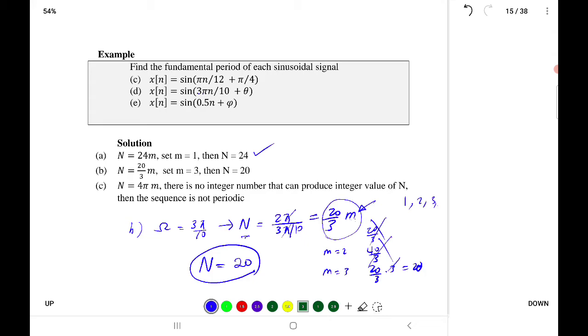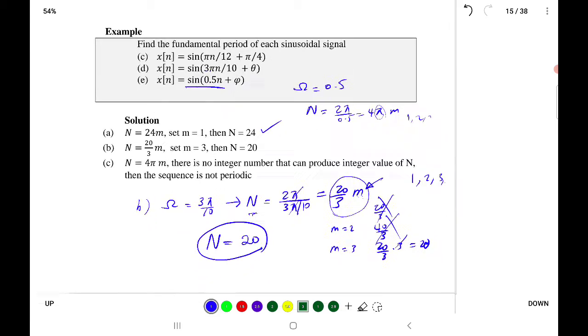Okay, let me do the last one. Here omega for c is equal to 0.5. So N is equal to 2 pi over omega, which equals 4 pi. Of course, not an integer, because pi is irrational. If you multiply by m, and m is always an integer, like 1, 2, 3, whatever integer you choose, you cannot get rid of pi. So it doesn't have a period.